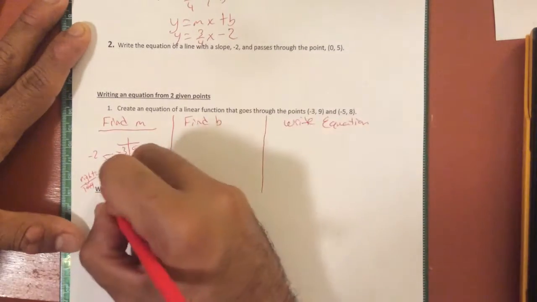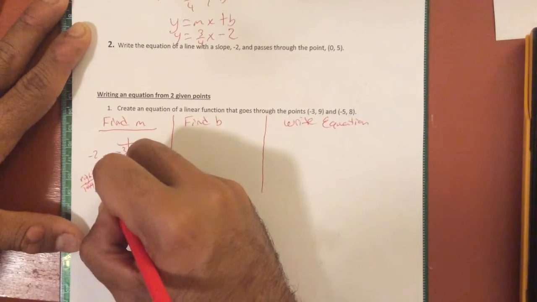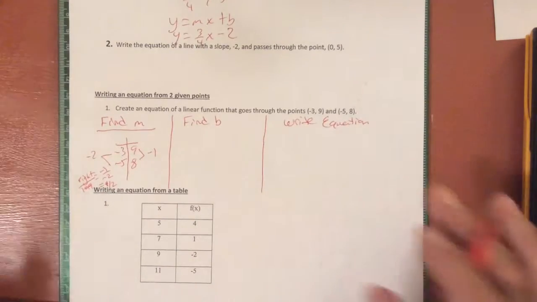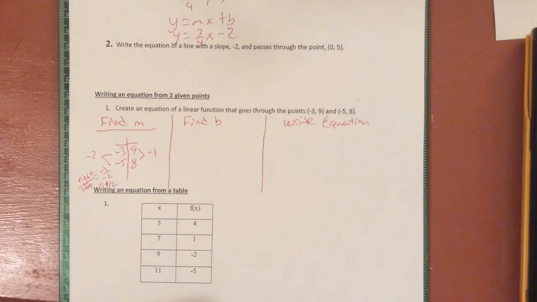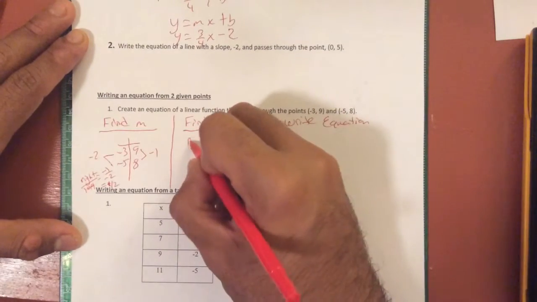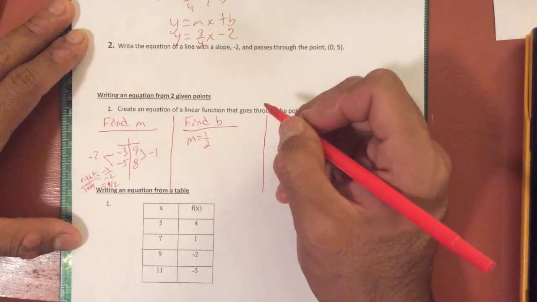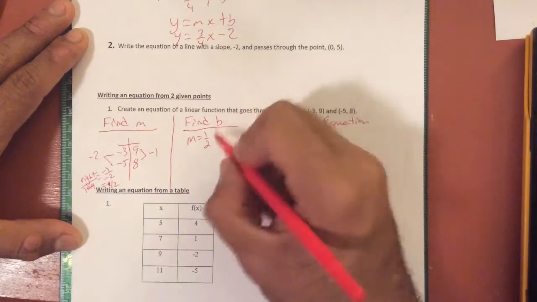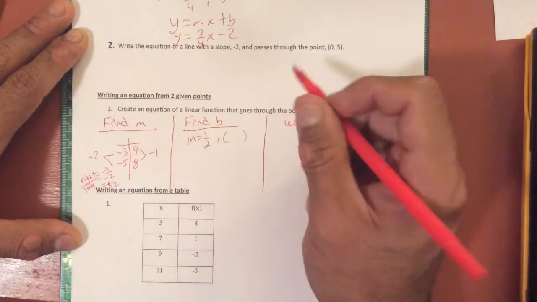So my slope is just positive 1/2, because the negatives cancel each other out. Now that we have the slope, which is 1/2, or you can do 0.5, it's your choice if you don't like the fraction. But the slope is 1/2. I also need 1 ordered pair to be able to find the letter b.